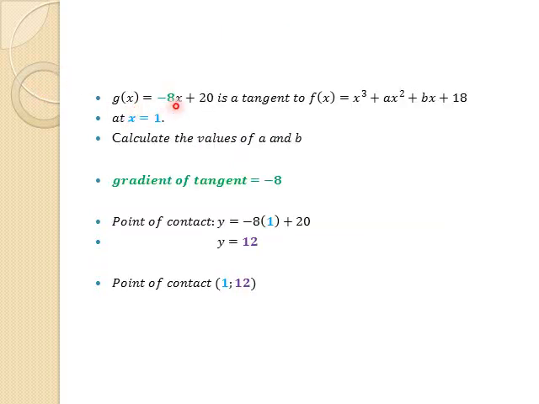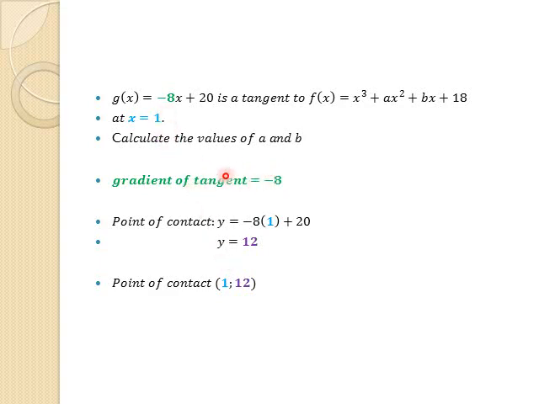Right, so g of x equals minus 8x plus 20 is a tangent to f of x equals x cubed plus ax squared plus bx plus 18 at x equals 1. So key value x equals 1, calculate the values of a and b. From there the gradient of the tangent is negative 8. For my point of contact, if I substitute 1 in there, it becomes negative 8 times 1 plus 20. 20 minus 8 gives me 12. So I have a point of contact at (1, 12), and I have a gradient of negative 8. So that is how I used 1.